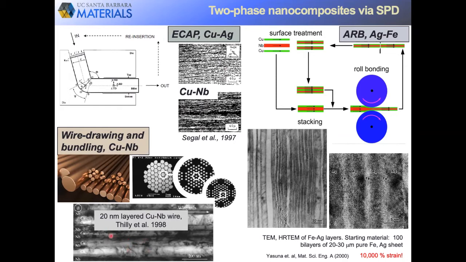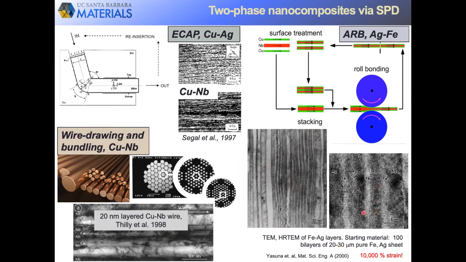Here in this example, the copper niobium layers are on the order of 20 nanometers in thickness individually. Now, also over 20 years ago, accumulative roll bonding, or ARB, was applied to deposited iron silver foils. These foils were then stacked and rolled, and their layer thicknesses were reduced from tens of microns down to about 2 nanometers.